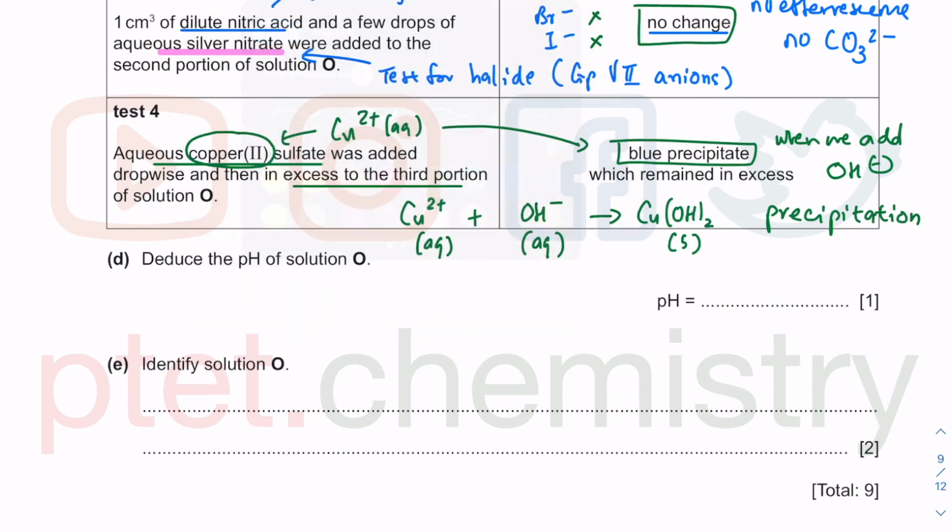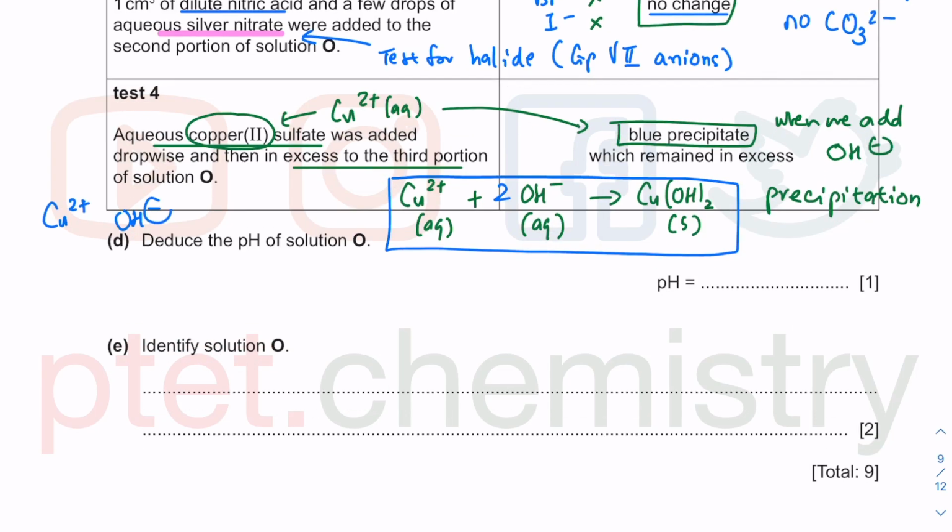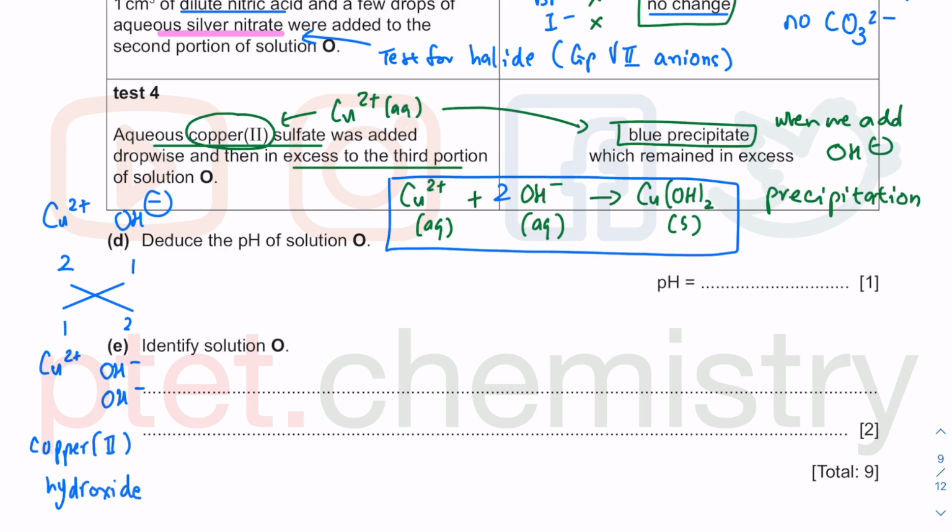We must balance our equation. This is 1 of the copper 2 plus and 2 of the OH minus, as you would have known from chemical formulation. This is OH minus from the hydroxide ion. 2 and 1, exchange of the valency, and then you're going to get 1 of the Cu2 plus and 2 of the OH minus, Cu(OH)2. The name is going to be called copper 2 hydroxide, as you will have learned in your redox topic. Use Roman numerals, especially to name transition metal compounds.